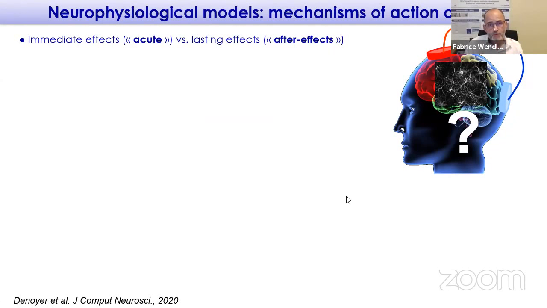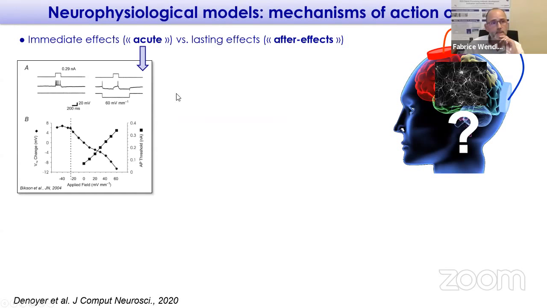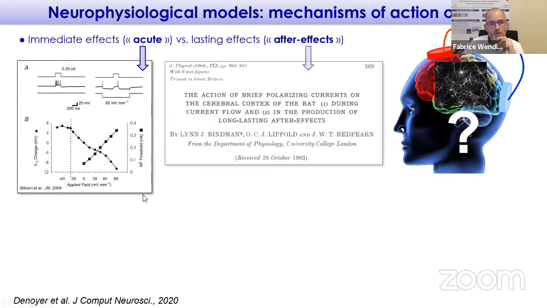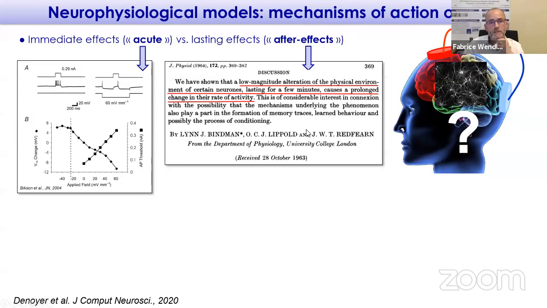We also want to develop neurophysiological models to account for the mechanisms of action of tCS. It's been known for a long time now that there are two types of effects: acute effects, immediate effects, and also lasting effects, after effects. Acute effects are very likely dependent on membrane polarization, as Aman has very nicely shown. And after effects have been reported for a long time, and they are probably related to neuroplasticity.